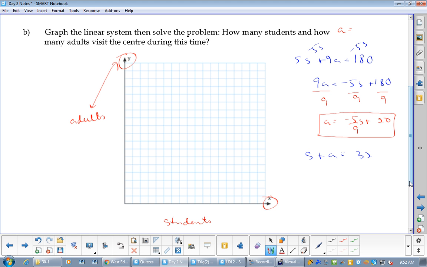The other one, I've got S plus A equals 32. Remember, A is Y, right? So let's get this A equals, I will minus S. So I'll have A equals negative 1S plus 32. I always like to have it in y equals mx plus b. Okay, so let's graph the red one.